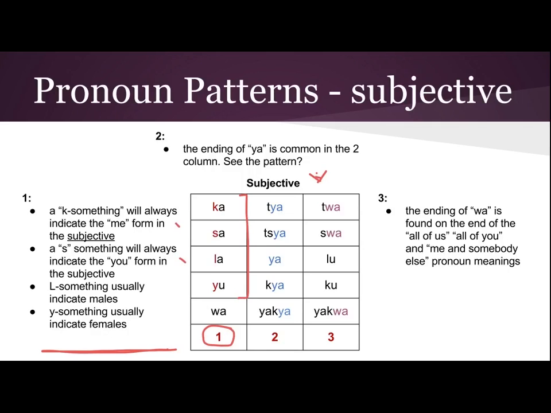S's generally reference you in Oneida. L's generally reference males. And we're talking strictly about the first column here. And then this last one here, Y's generally reference females. So we know that that's a younger her.